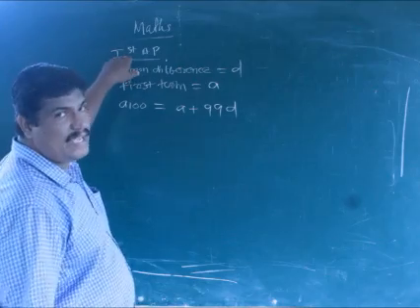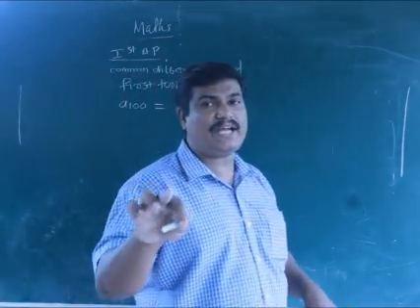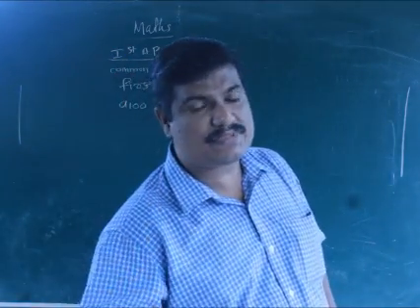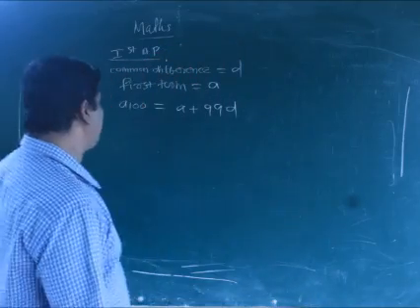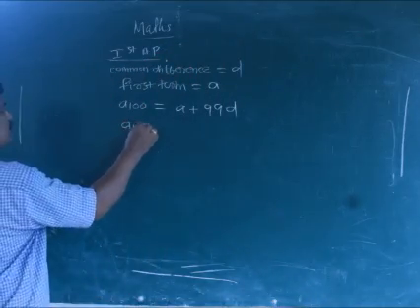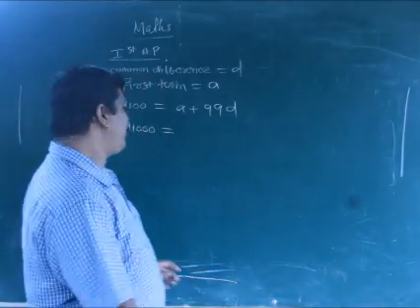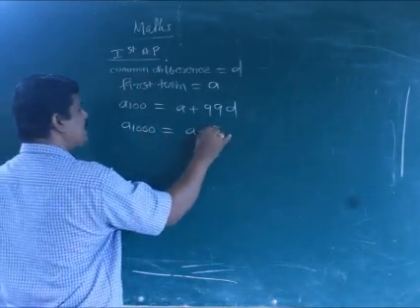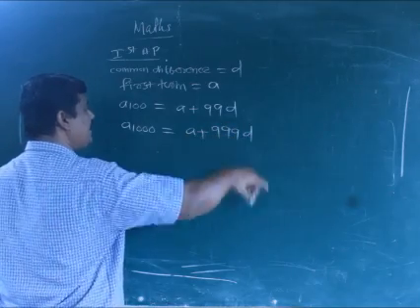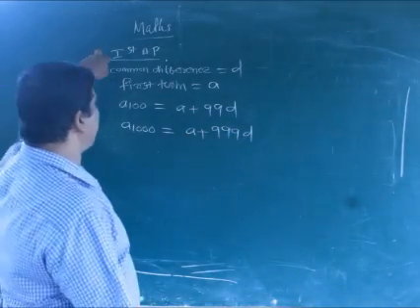Then for the first AP, to find the difference between their 1000th terms, also find the 1000th term, A1000. What is the formula? A1000 is A plus 999D. Clear? So the first AP is over.